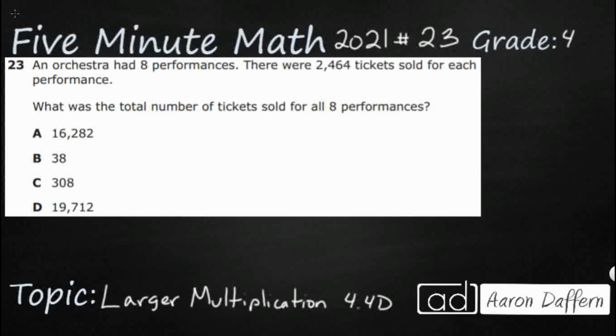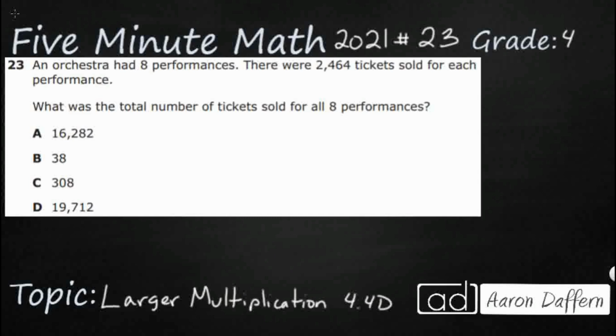Today we are looking at the 4th grade concept of larger multiplication. That includes 2 by 2 and 4 by 1 multiplication, and this is standard 4.4D in the great state of Texas. We are using item number 23 off the 2021 released STAAR test. If you have not done so already, please go ahead and take a moment to pause the video, work this problem out on your own, unpause it, and then we will look at our answers together.